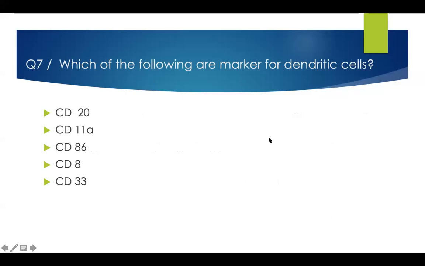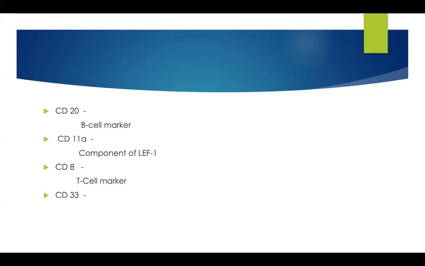Which of the following are a marker for dendritic cell? I guess most of you get this question a bit wrong as well. Okay, yes, well done. It is C. Yes, it's CD86. Some of the people, they wrote CD20. So just remember, where can you find CD20? It is a B cell marker. Absolutely right, yes. CD11A? Ligand cells. LFA-1, remember that. Yes, component of LFA-1. CD8? Yes, it's a T-cell marker. CD33? That's quite difficult. Transmembrane receptor expressed in myeloid lineage. Okay. But you get it right, Dr. Mohammed.